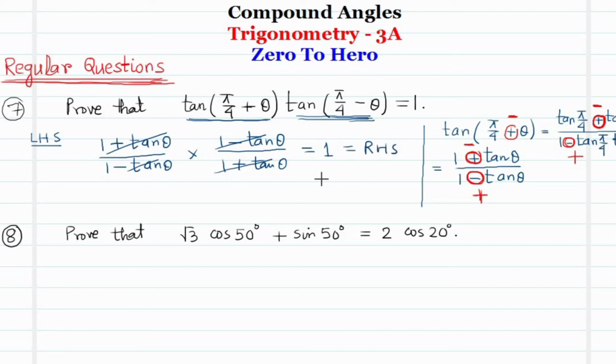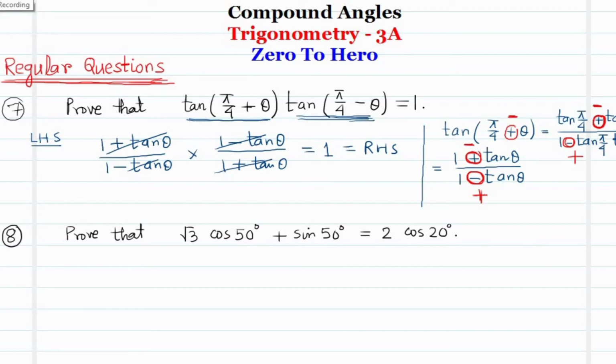So in this type of question, how to start? The main component of this question is simply to apply the formula for tan of A plus B. So tan of A plus B, the result is tan A plus tan B by 1 minus tan A tan B. And for the second one, tan of A minus B, the result is tan A minus tan B by 1 plus tan A tan B.